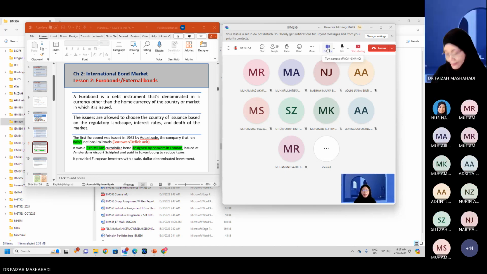Dapat tak tu? Dapat. Ada soalan tak? Okay, sebab sekarang kita nak pergi Eurobond ni. Eurobond dia dah pelik sikit.